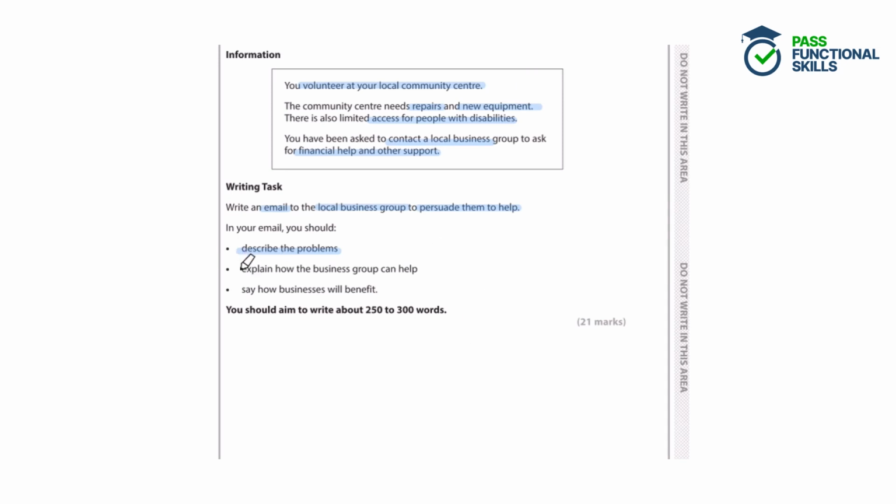We also need to explain how the business group can help. So we want them to give us some financial help and see if there's any other support that we could provide. So for example, we could ask them for some money, some funding, and we could also ask them if they could contact other businesses, see if they could find some further support. And then we need to say how the businesses will benefit. So have a think about how the businesses will benefit from having a local community centre. And we need to write 250 to 300 words.